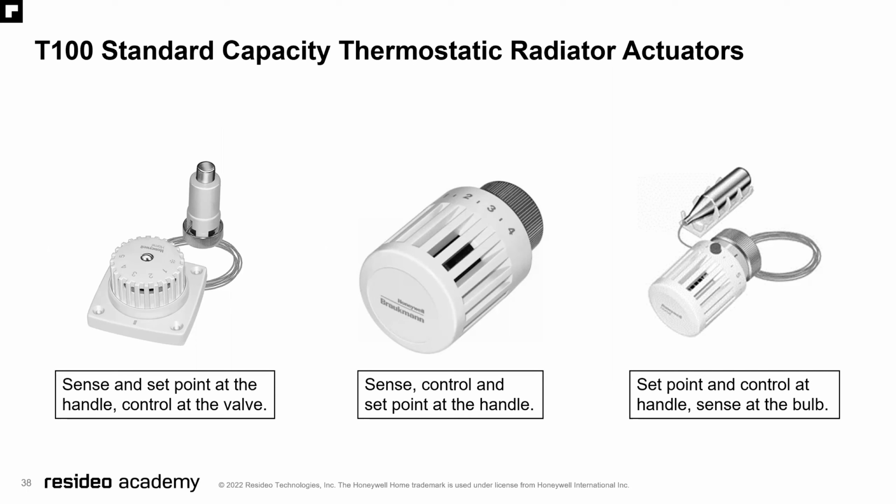If it's just a radiator in the room and they just need to be able to twist a knob, the sense, control, and set point at the handle is the style you're going to go with. If they have a fixture where fin tube lives in and you don't want to have to open the fixture and reach your arm in all the way every time, maybe sense and set point at the handle where control at the valve would work better for you. Again, these are all application and customer driven.